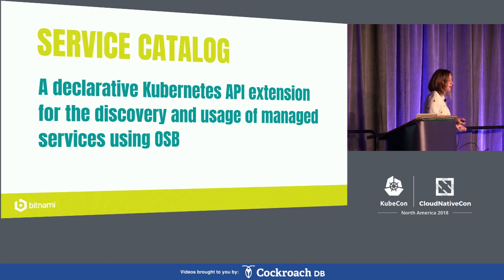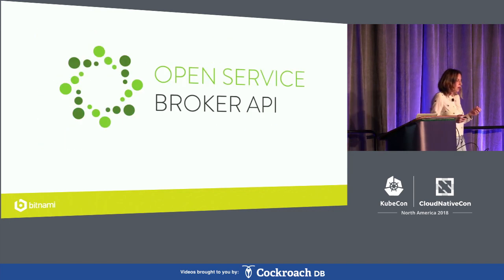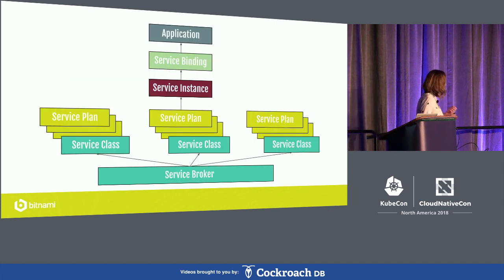So the service catalog basically tries to solve that. It's a declarative Kubernetes API extension to discover and manage services that implement the Open Service Broker API. The Open Service Broker API is a standard, a schema. It was originally created for Cloud Foundry, but now it has implementations also for Kubernetes and OpenShift. And it's a super basic API. It doesn't have that many objects.